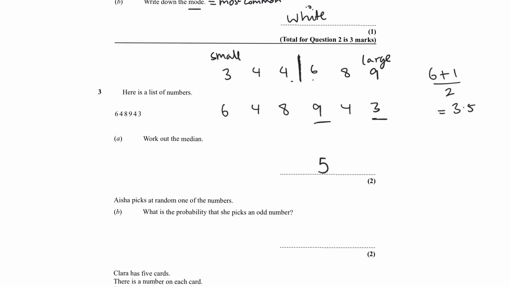Not even. So 2 out of 6 of the numbers were odd. So we could simplify that fraction. Divide both the top and the bottom by 2. That leaves us with a third. So the probability of her picking an odd number is a 1 out of 3 chance.